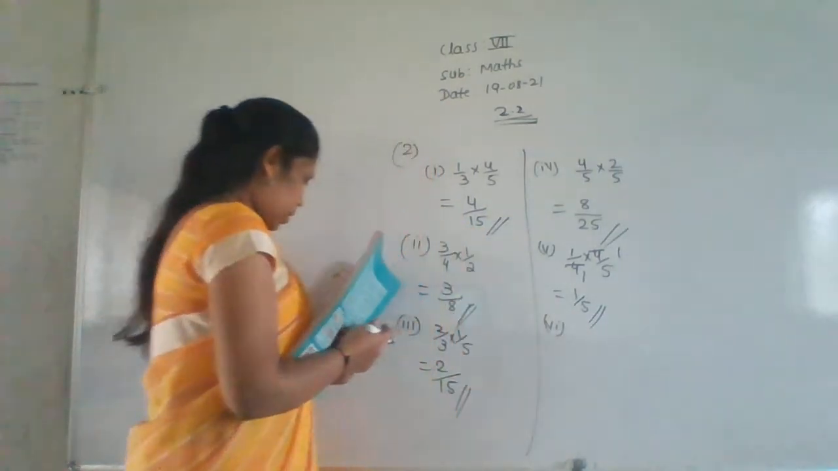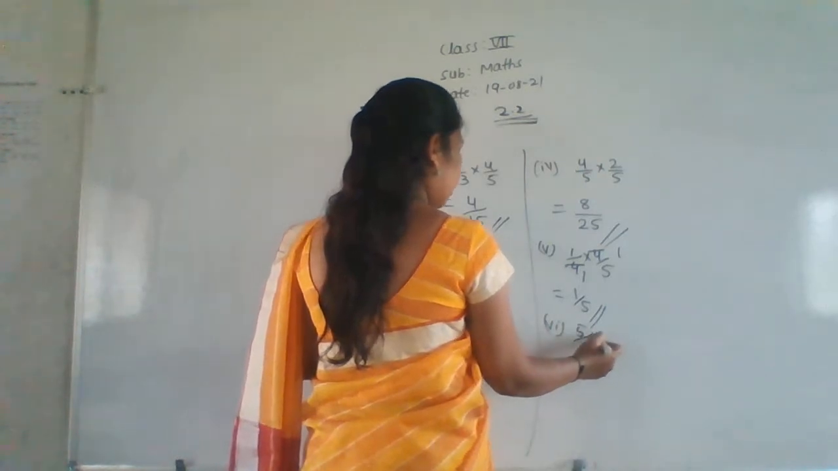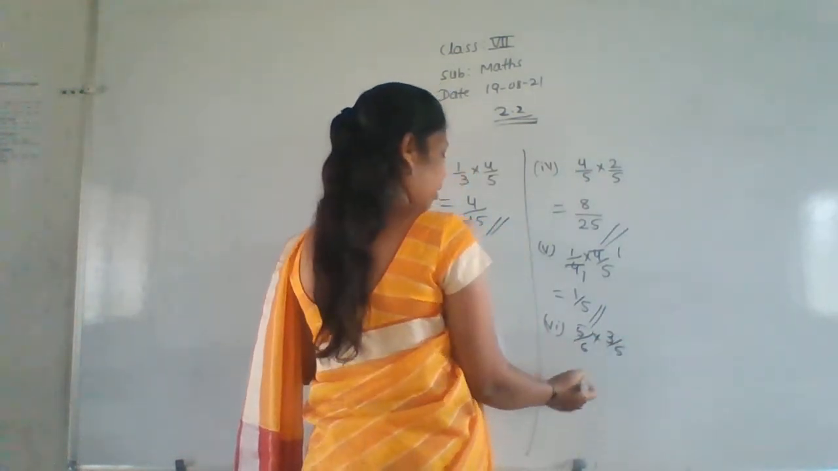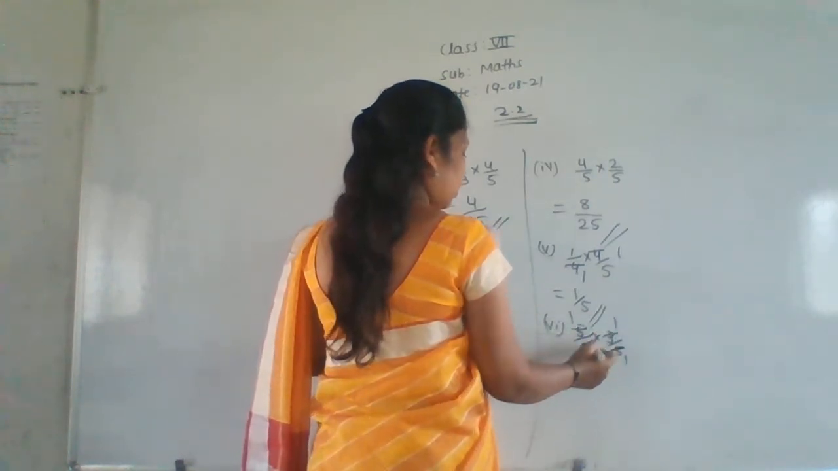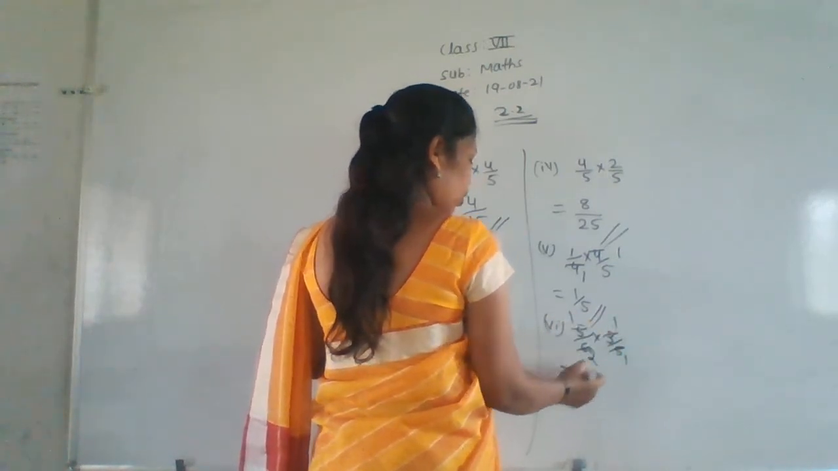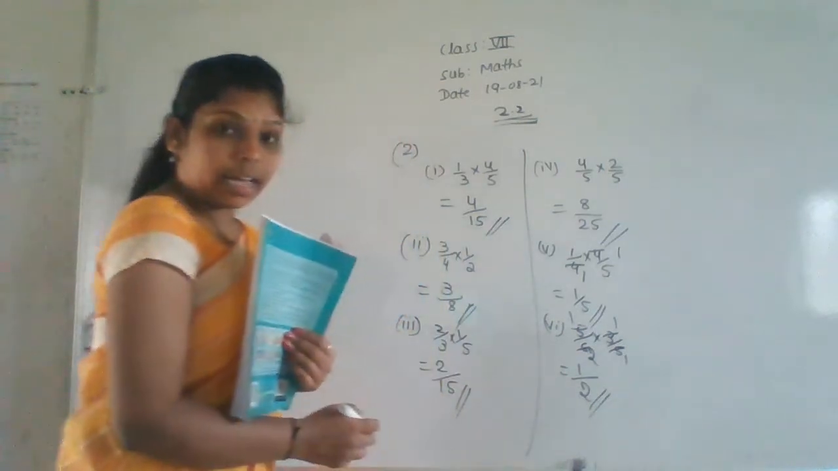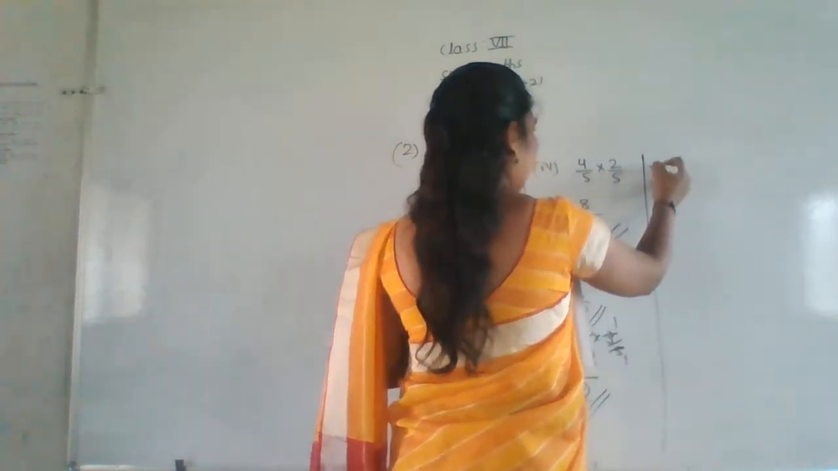Right? Next, sixth one. 5 by 6 into 3 by 5. So here also 5 ones are 5, 5 ones are 5, 3 ones are 3, 3 twos are 6. So 1 into 1 is 1, 2 into 1 is 2. 1 by 2 is the answer. Okay. So next, seventh one.